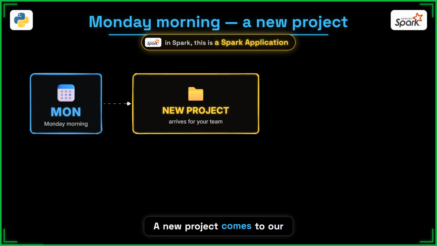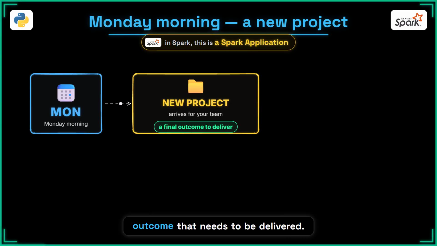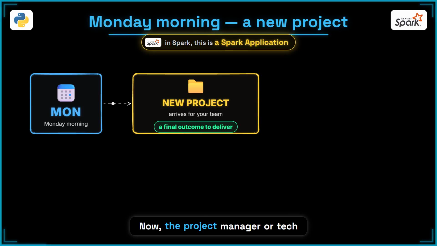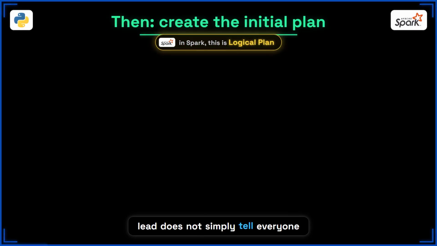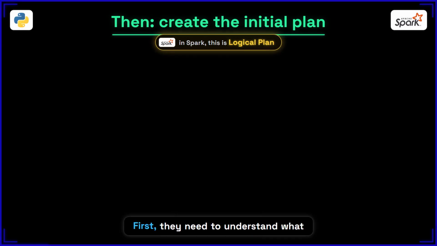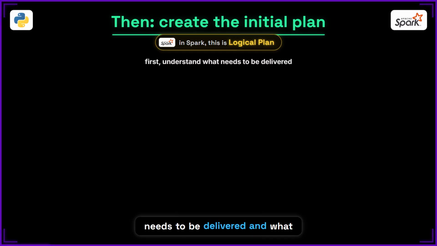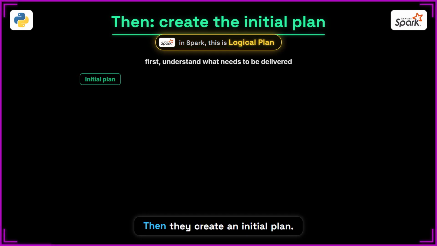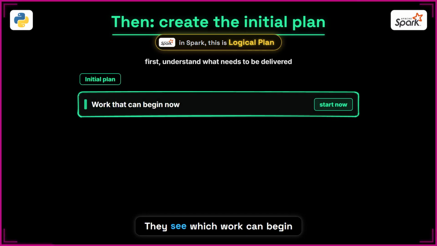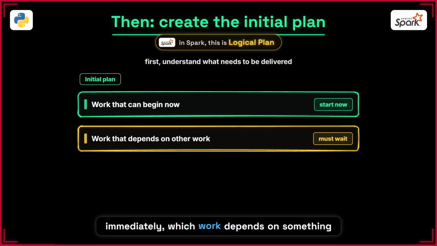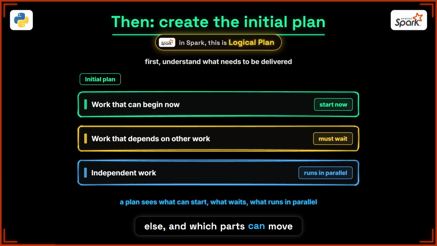Now, imagine it is a Monday morning. Let's say a new project comes to our team and there is a final outcome that needs to be delivered. Now, the project manager or tech lead does not simply tell everyone to start working right away, right? First, they need to understand what needs to be delivered and what work is required to get there. Then they create an initial plan. They see which work can begin immediately, which work depends on something else, and which parts can move in parallel.